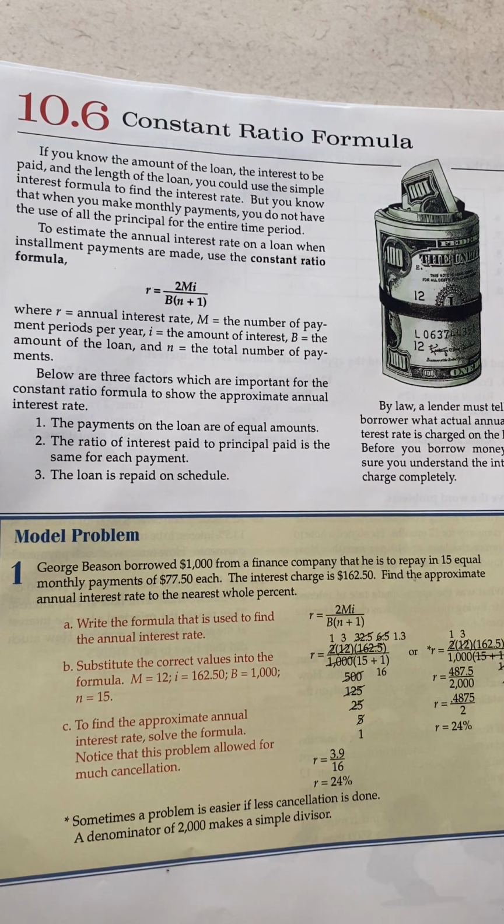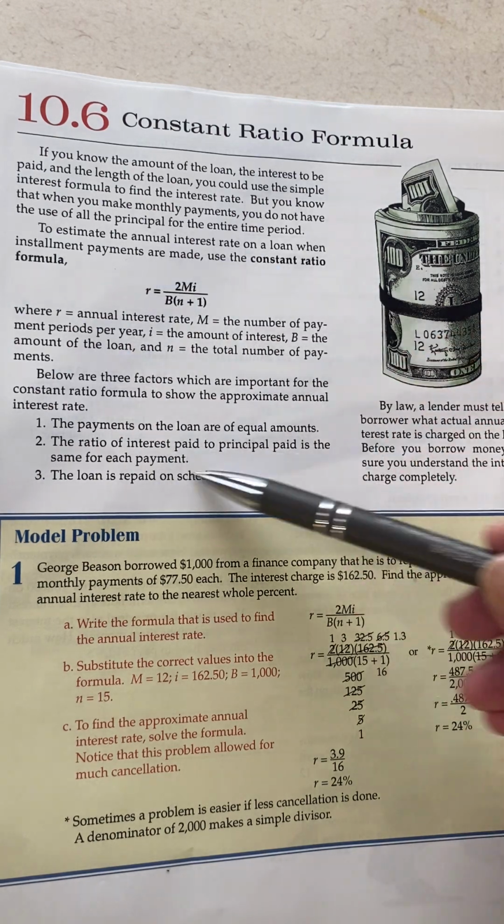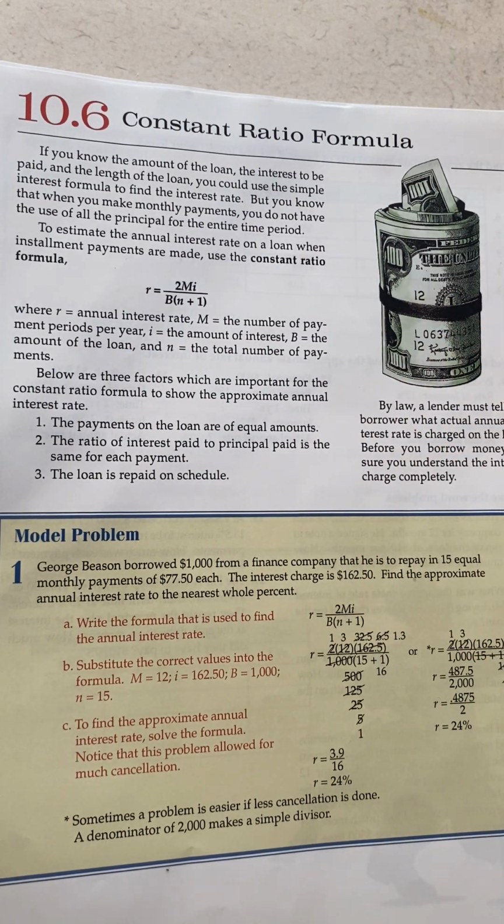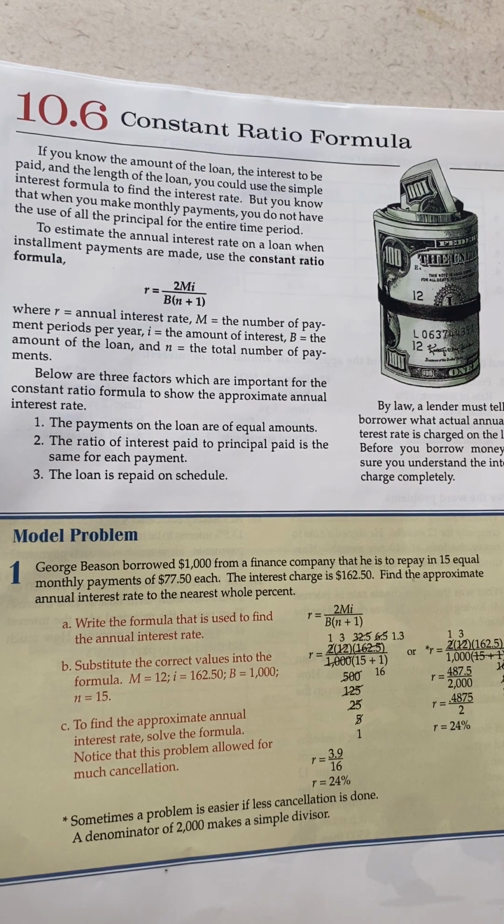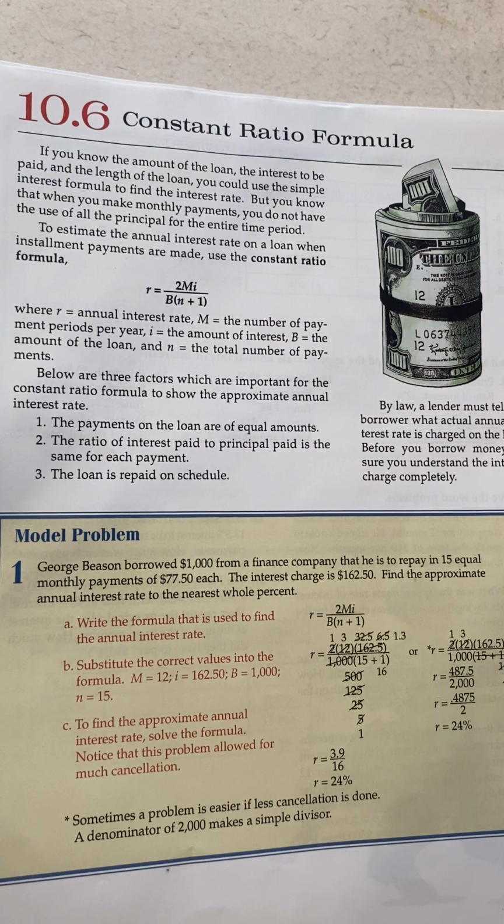But you need to know the amount of the loan, the interest you're paying, and the length of the loan. Then you can find out what percent interest you are paying. In order to use this formula, there are three different things that you have to make sure of. And what are these three things?